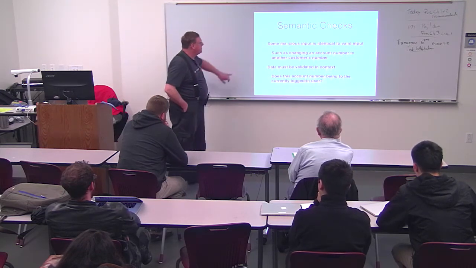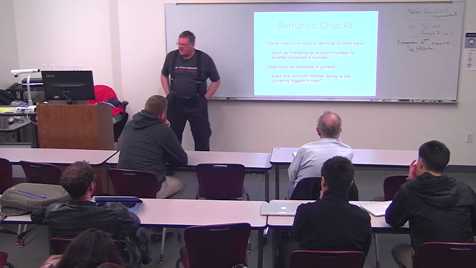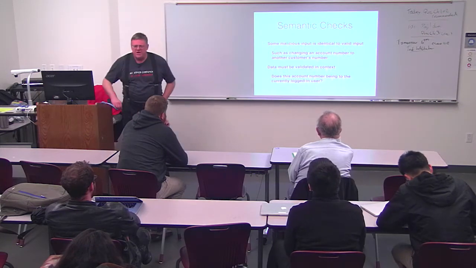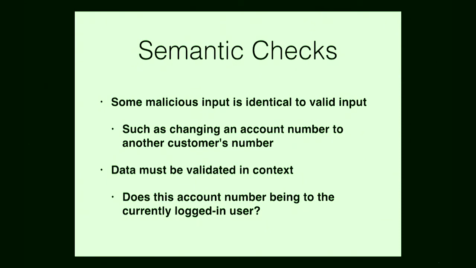So you can do semantic checks, where you don't just look for particular bad characters, you check to make sure that it makes sense in context. So not just that the account number contains only numbers, but that the account number actually matches the right account number for the person you're claiming to be. That would be a semantic check. Making sure it really is reasonable in context. That would be the safest thing to do if you can do it.